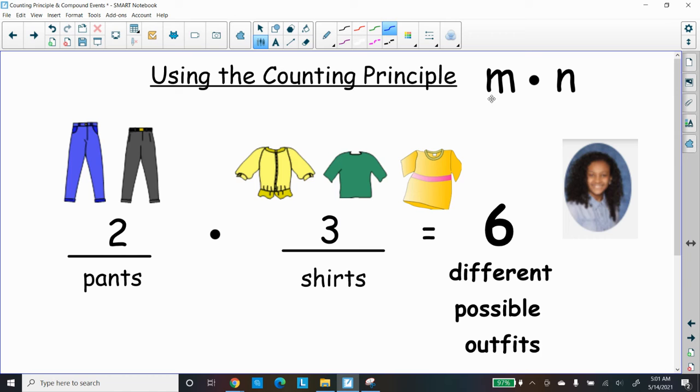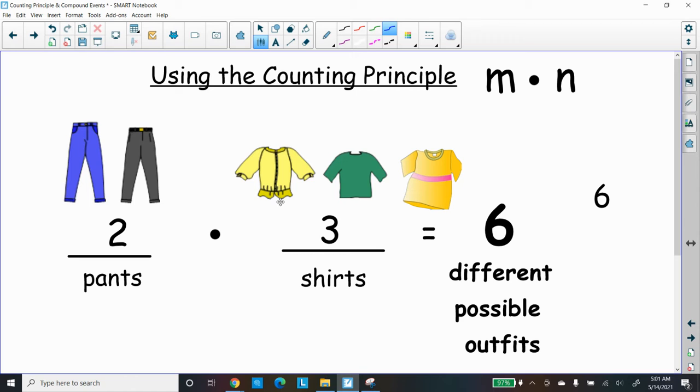Well, the counting principle tells us to multiply the different items and we'll get the total possible outcomes. So 2 pants times 3 shirts equals 6 different possible outfits. So that's why Najee had 6 different outfits based on the counting principle.